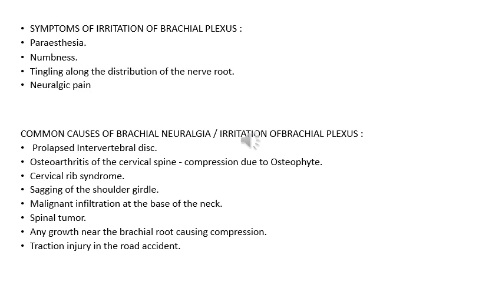Then sagging of the shoulder girdle, sagging or hanging down of the shoulder girdle following a trauma or a weakness of the muscles, etc. Then malignant infiltration of the base of the neck: any cancerous condition or a spinal tumor can produce neuralgia. Any growth near the brachial root causing compression, or a traction injury in a road accident. So there are many causes, and these are the main causes which can cause brachial neuralgia or irritation of the brachial plexus. And the symptoms arising usually mimic the symptoms told in Vishwachi, that is, pain and weakness of the arm.